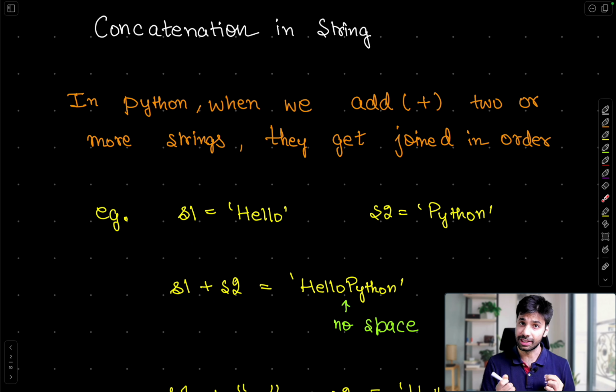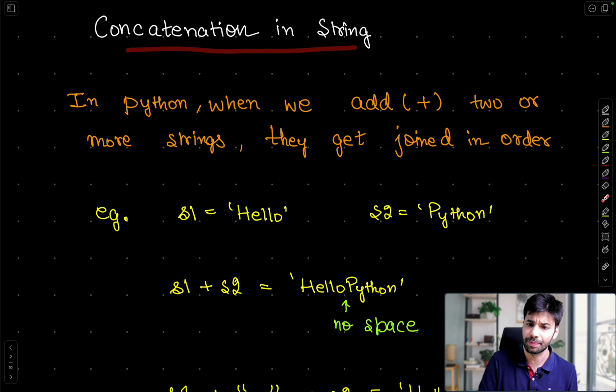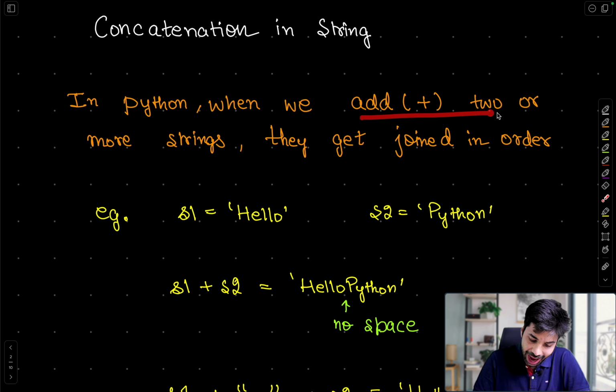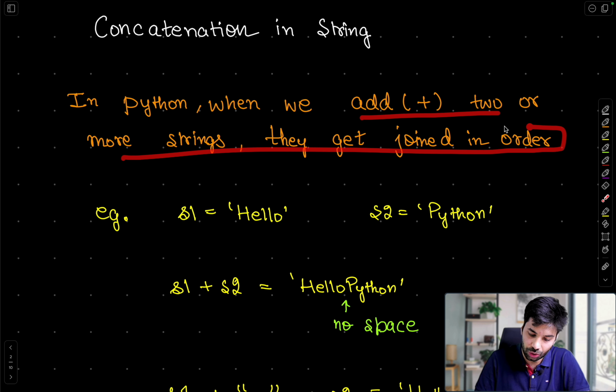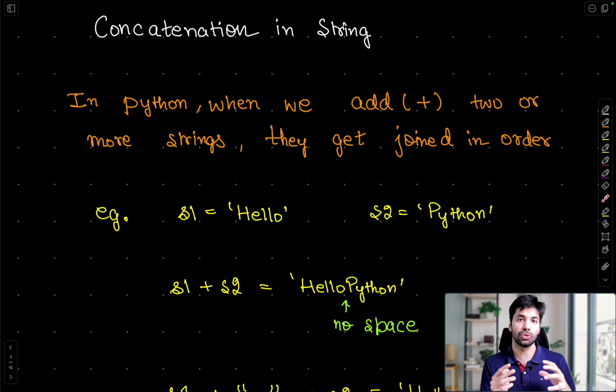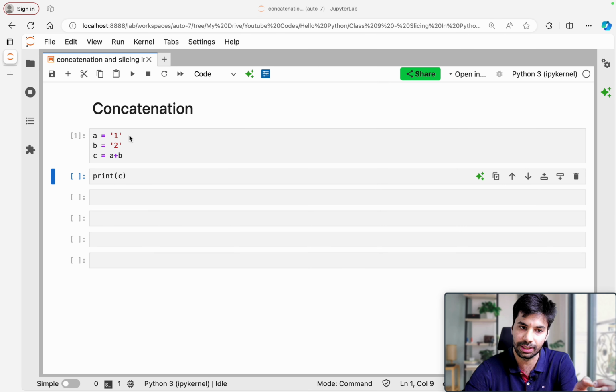Okay everyone, so first let us understand about concatenation. So concatenation in string. Okay, in Python when we add two or more string, they get joined in order. So concatenation basically means that to join or to add together. Okay, so let us understand this by an example first. Okay, so see this defined in front of you.